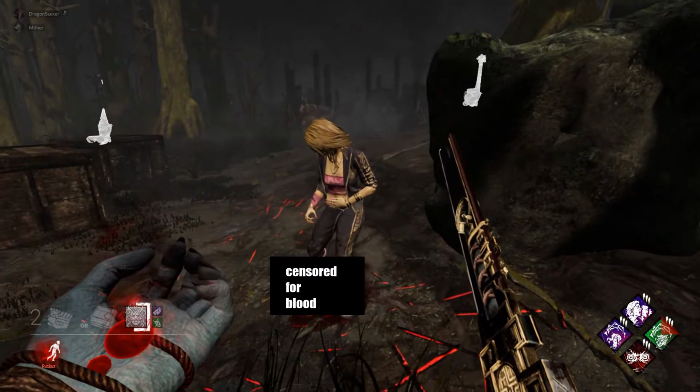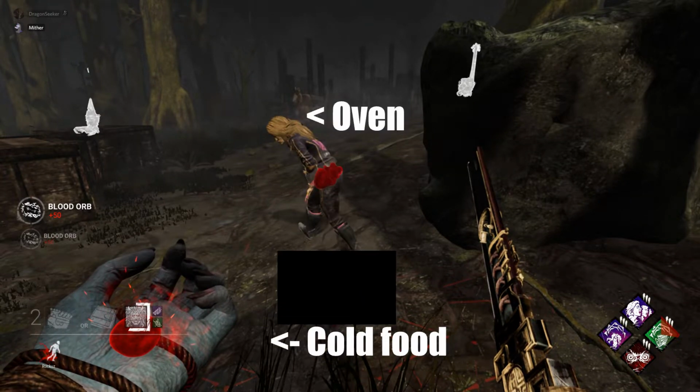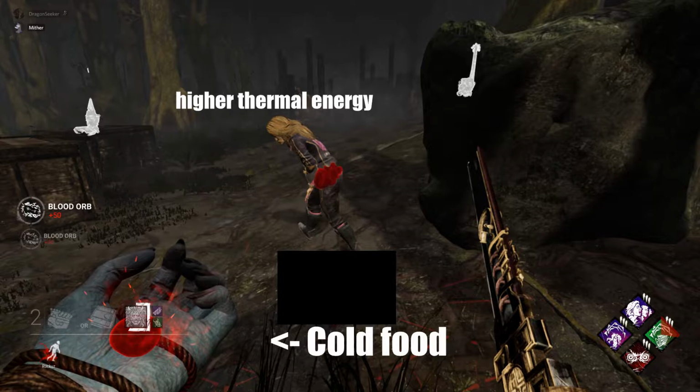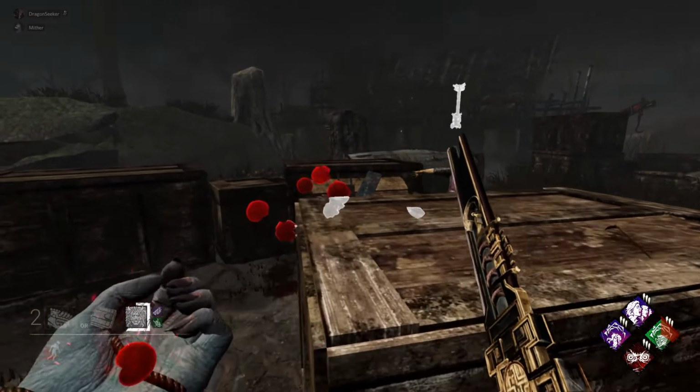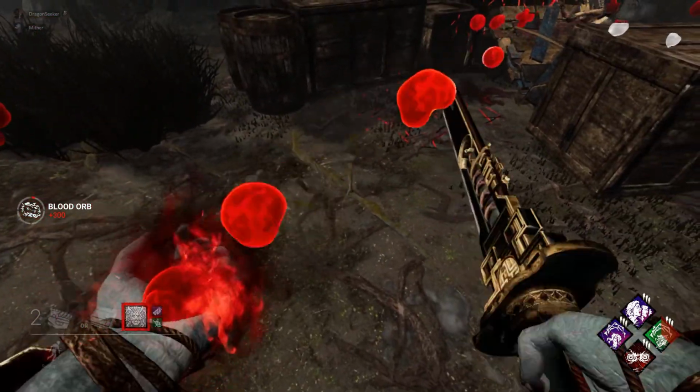Oni's power works just like that. In this case, Oni is the cold object, the survivor is the heat source, and the blood orb is the thermal energy. The survivor has a higher thermal energy than the Oni does, and when the Oni comes into contact with their thermal energy, he absorbs it and heats up. When he gets hot enough, the food is done. So that's how an oven works. It's honestly pretty simple.